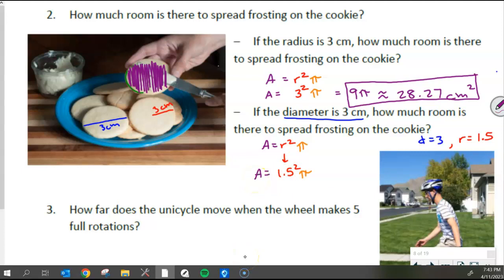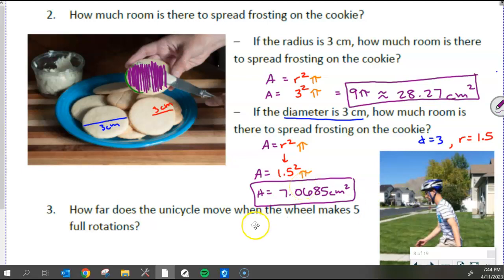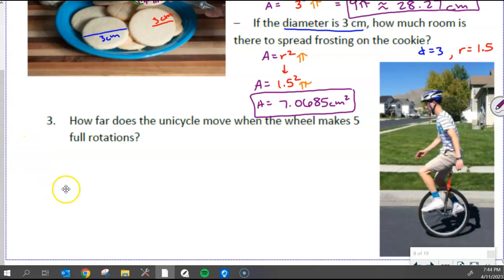1.5 squared. Using your calculators, you should be punching this in with me just the same as I'm doing. When I punch that into my calculator, I get the area is equal to 7.0685 centimeters squared. You can see just how much different that is. A lot less space when we shrink the size of that cookie. Okay, the next one, we also had a unicycle problem in our card sort. Looking at the unicycle, how far is that unicycle going to move when the wheel makes 5 full rotations?